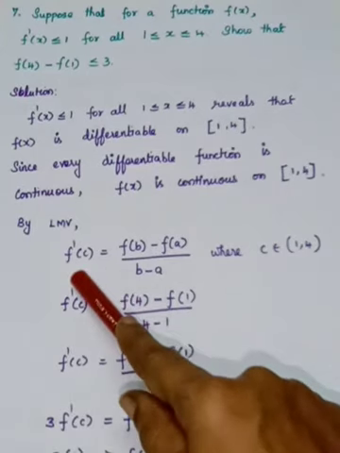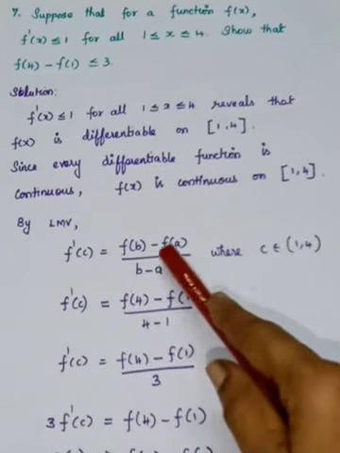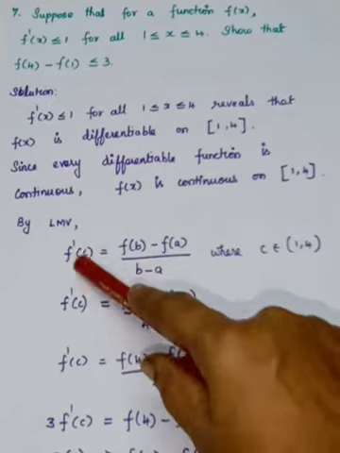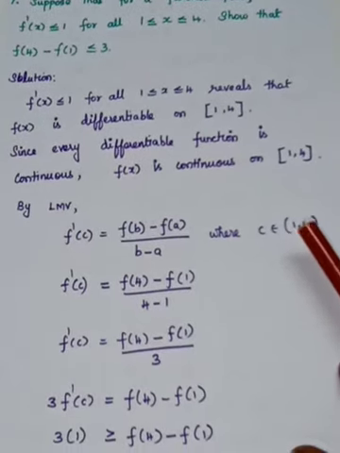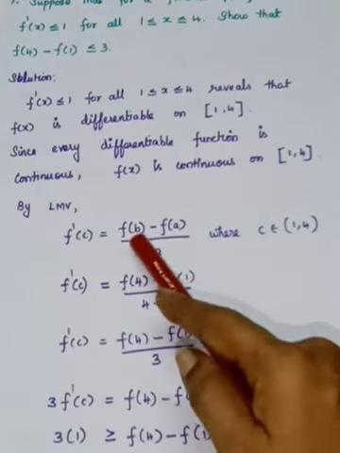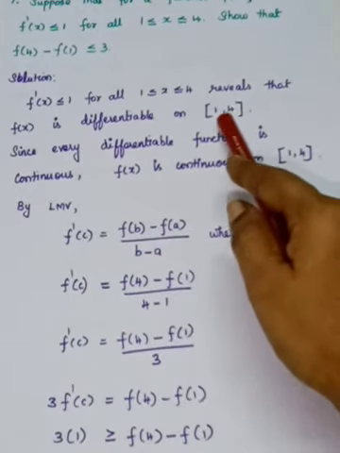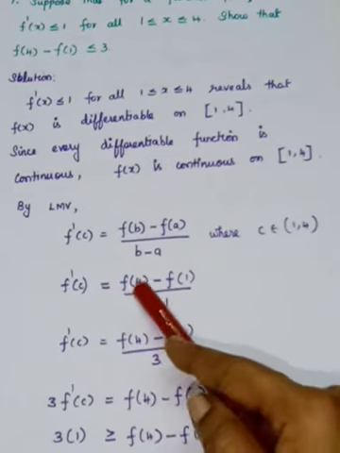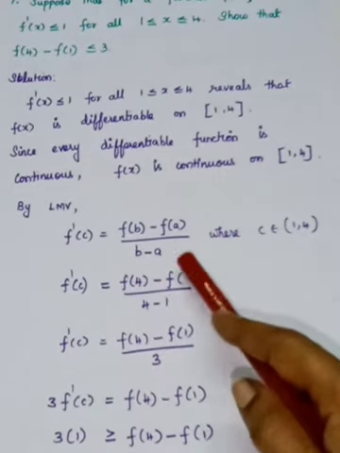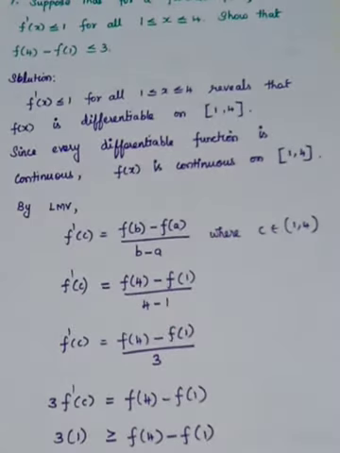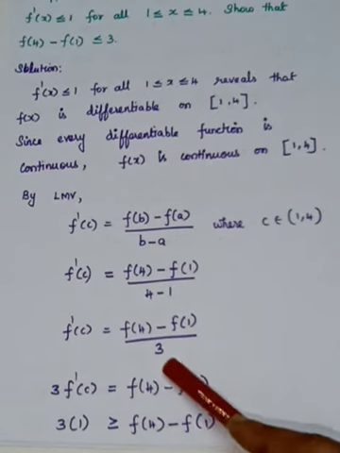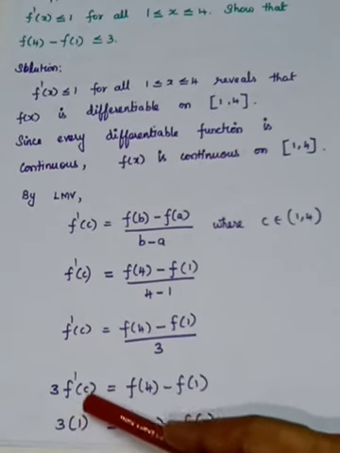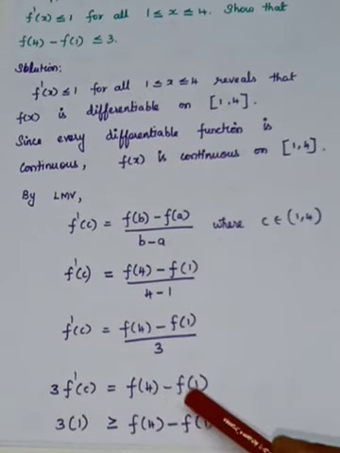So we can write f dash of c is equal to f of b minus f of a divided by b minus a, where c belongs to the open interval 1 comma 4. Okay, so f of b is what here in this interval? So b is 4, and a is 1. So f dash of c is equal to f of 4 minus f of 1 divided by 4 minus 1, which is 3. So when you cross multiply, it is 3 f dash of c is equal to f of 4 minus f of 1.